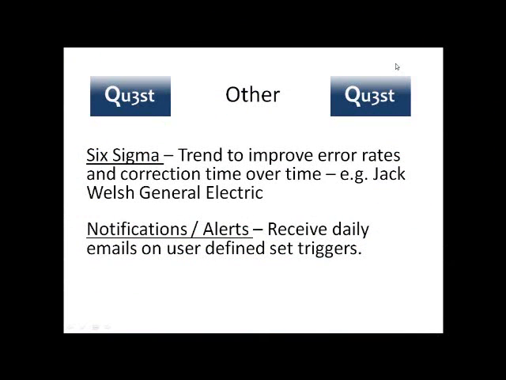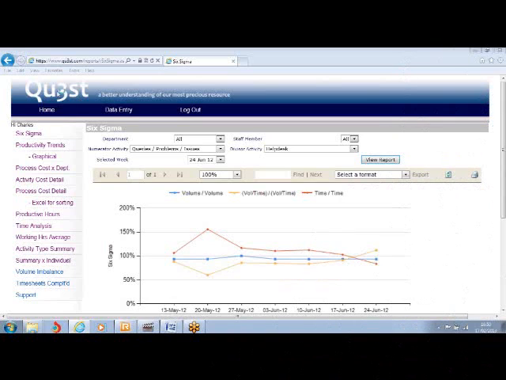Six Sigma report. Trend to improve error rates and correction time over time. Well known in business from people such as Jack Welch at General Electric. Notifications alerts. Receive daily emails on user-defined set triggers. Six Sigma graph and table based on volume, hours, and all possible ratio trends.